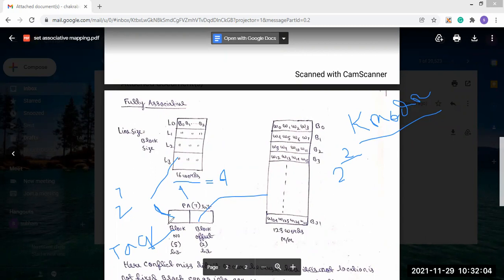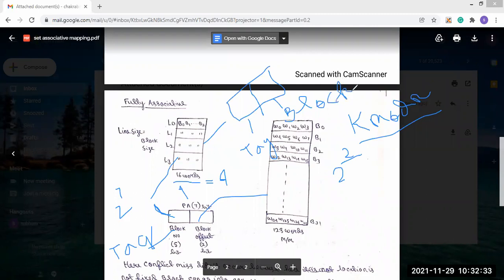because any block can be present in any line. So that's why this block number will be replaced by the tag number. So here in this case it will be tag number and block offset. So a tag of 5 bits and 2 bits of block offset. So this will be like this for our fully associative mapping.